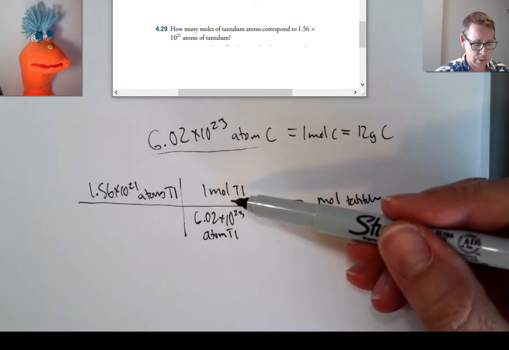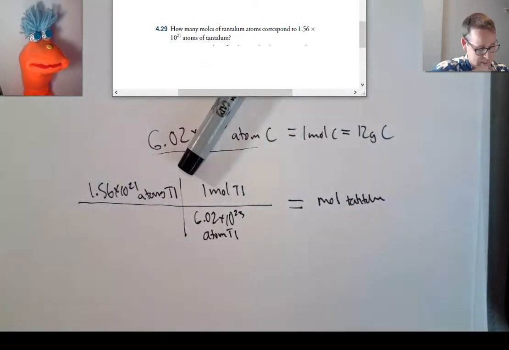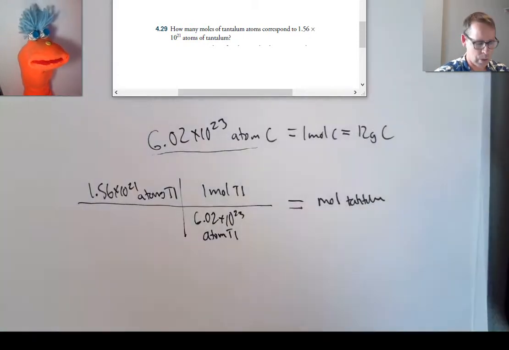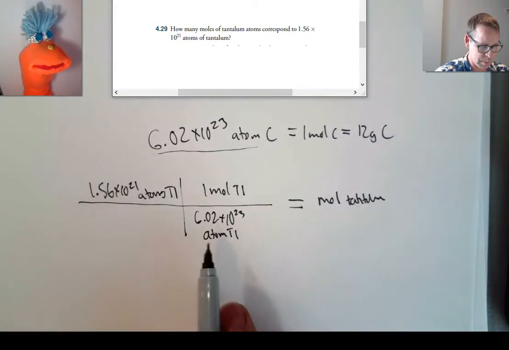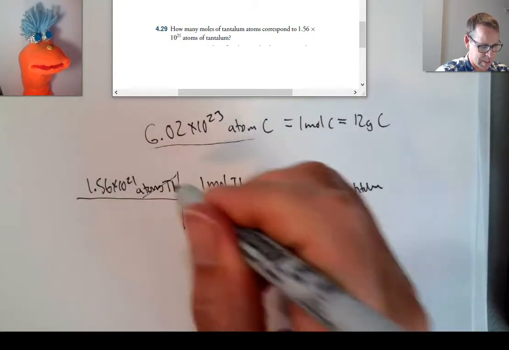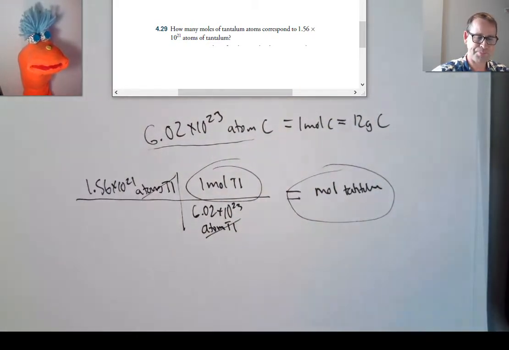This is how many dogs are in a mole of dogs, right? So again, the term mole is just a number, and 6.02 times 10 to the 23rd is that number. So 1.56 times 10 to the 21 divided by 6.02 times 10 to the 23rd. Atoms of tantalum get canceled out, and my answer is in moles of tantalum.